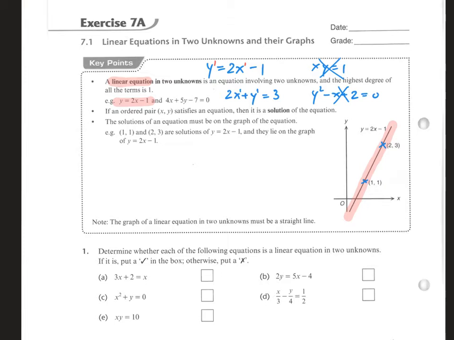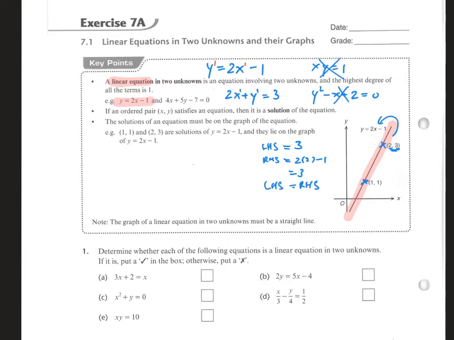In algebra, we can check the point (2, 3) when we substitute it into this linear equation. When you put (2, 3) into the equation, the left-hand side is y, which is 3. On the right-hand side, substituting 2 as x, 2 times 2 minus 1 is equal to 3. If a point is on the straight line, the left-hand side is equal to the right-hand side. You can also check the point (1, 1) as an example.